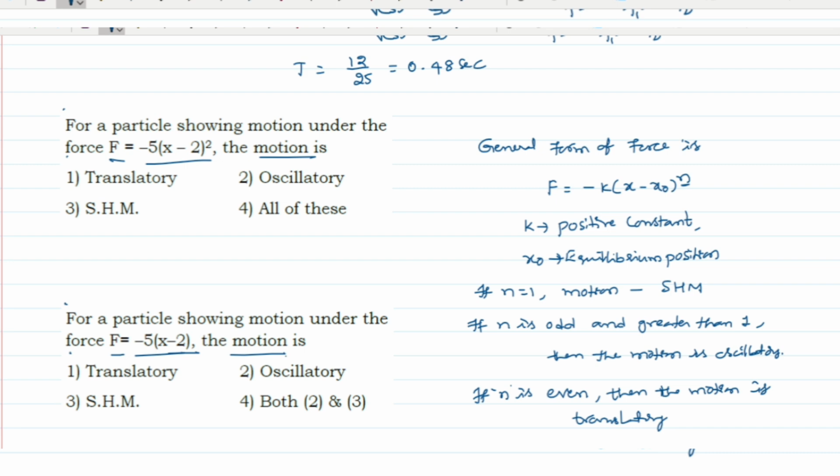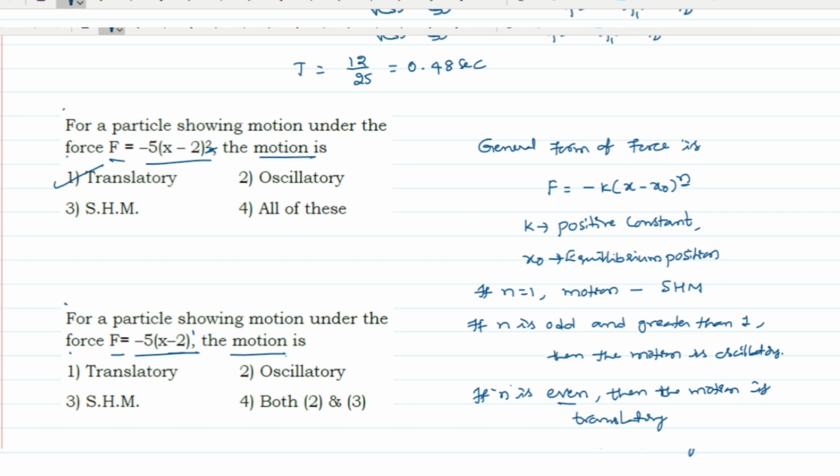In this question, instead of n, 2 is given: F equal to minus 5 into (x minus 2) whole square. So 2 belongs to the even numbers, and an even number represents translatory motion. The answer is that it is a translatory motion. Whereas in the second question, F equal to minus 5 into (x minus 2) whole power 1, so n is 1, and you have to consider it as simple harmonic motion.